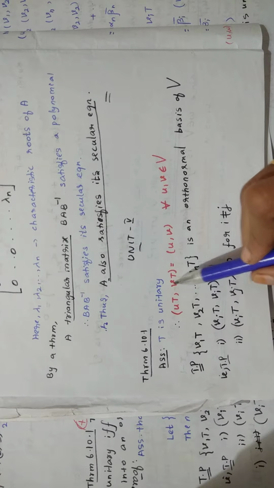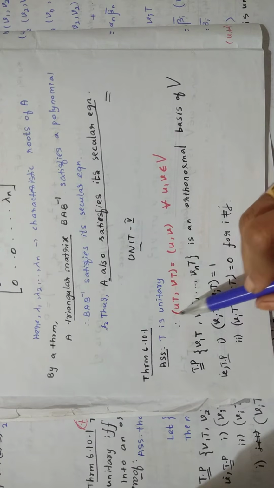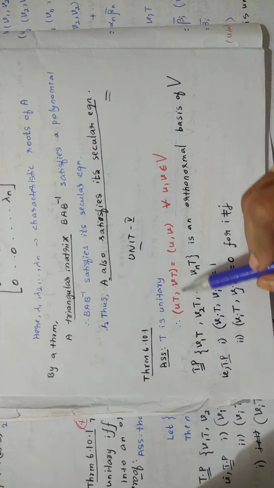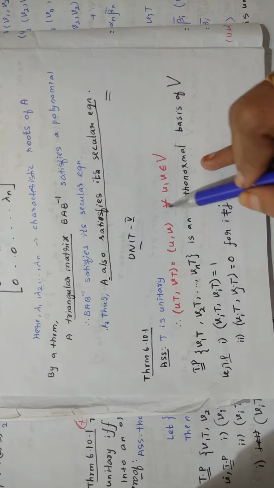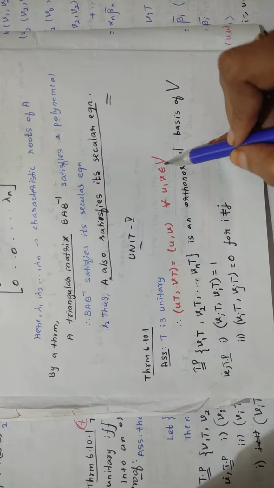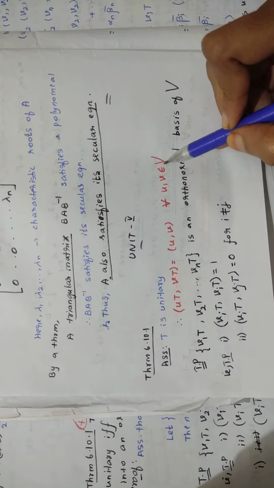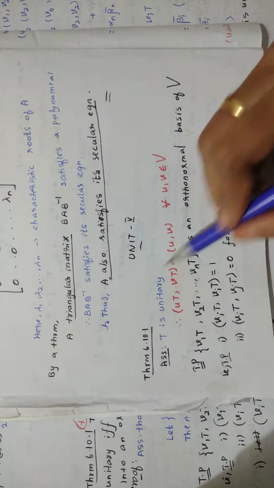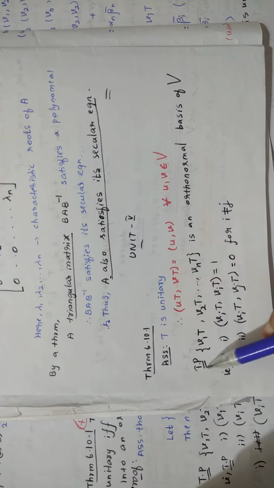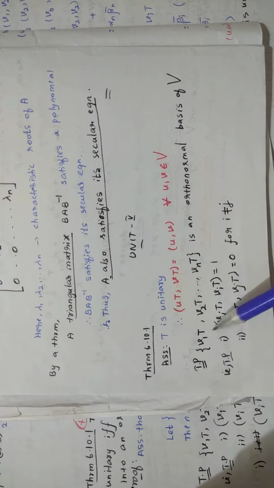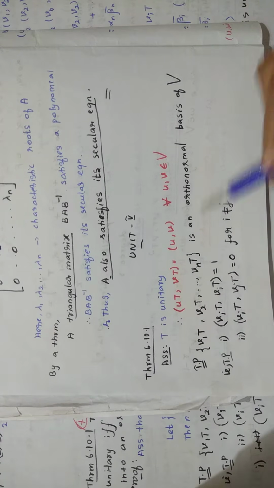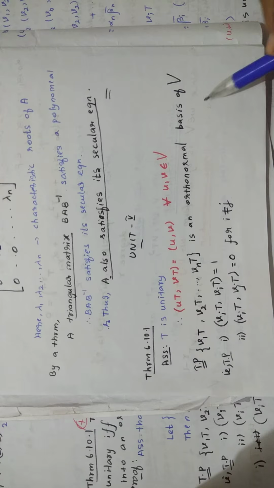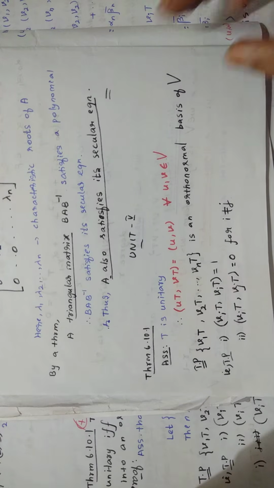The inner product of UT, VT is equal to the inner product of U, V, for all U and V belonging to the vector space V. You are writing this by the definition of unitary. Now, what you have to prove, by assuming T is unitary, is that V1T, V2T, etc., VnT is an orthonormal basis of V. That is what we are going to prove.